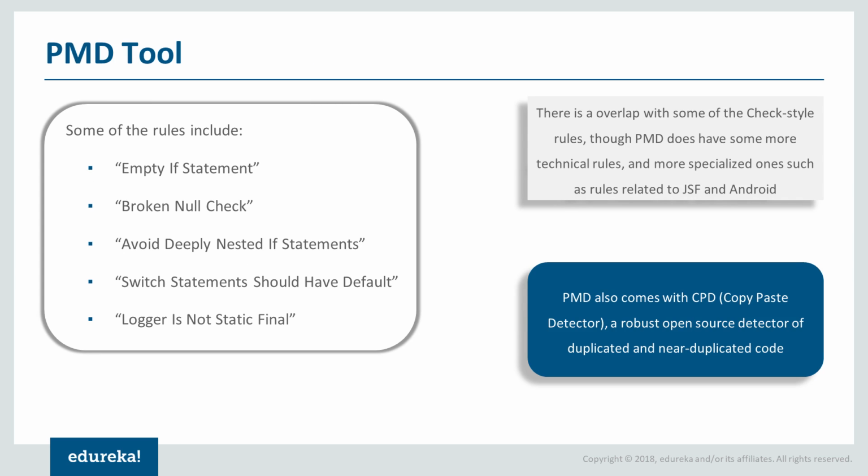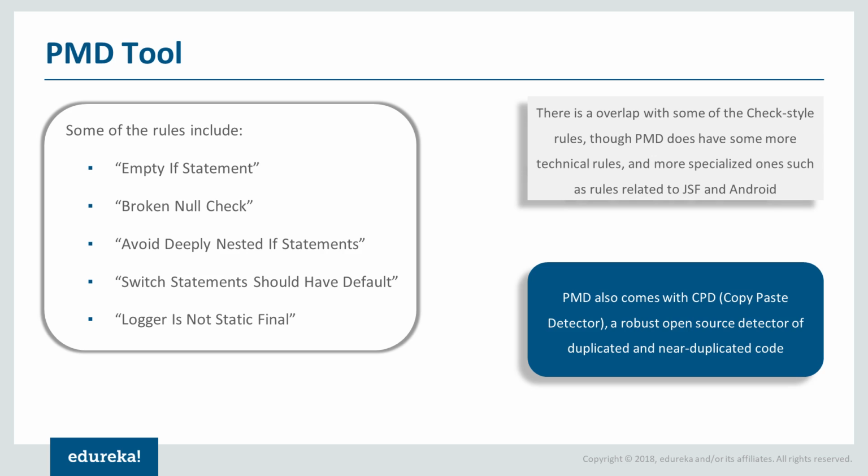So these are some of the rules and examples of how it works. For example, empty if statements, broken null check, avoid deeply nested if statements. So you should not have if statements 3, 4, 5 levels inside. And logger is not static. So there are certain criteria, certain algorithms for which it checks. And if the code goes beyond that, it will report those things to you. And then you can go ahead and make the changes in your code base accordingly.